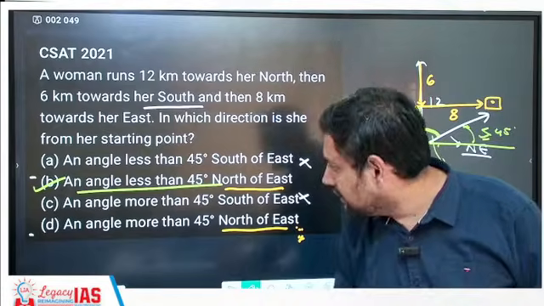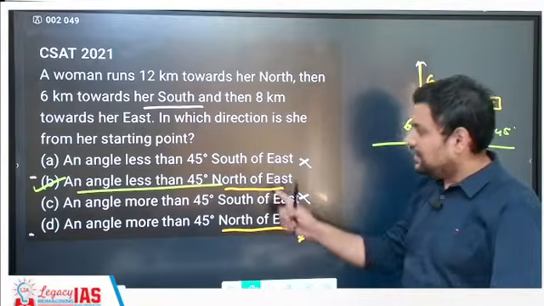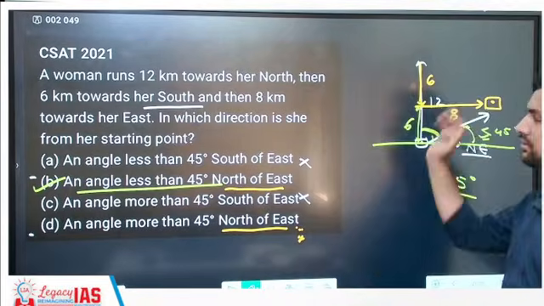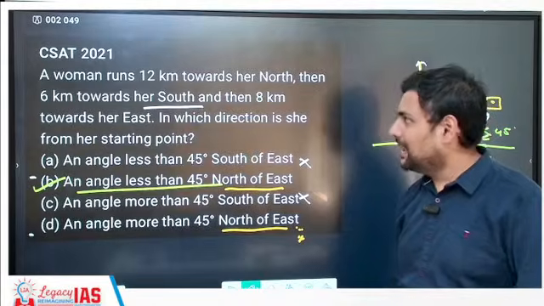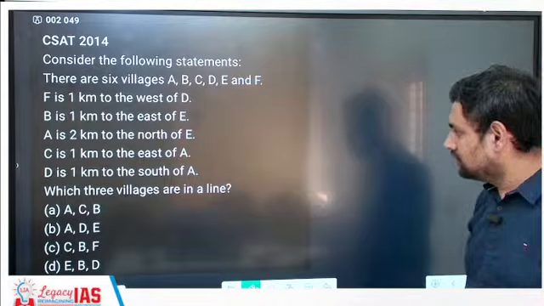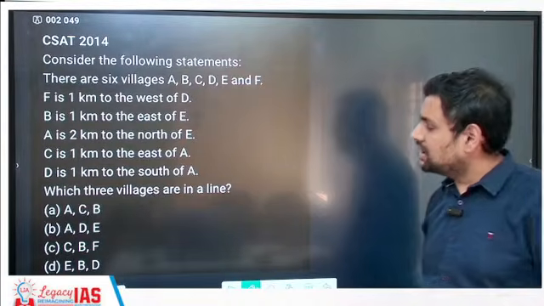Dheeraj has written D. No, it will be less than 45 degrees north of east, because you have to look from east towards north. Okay, then yeah, try this.